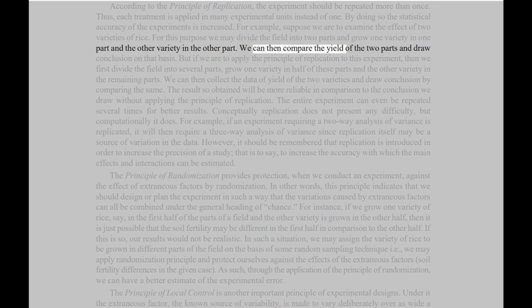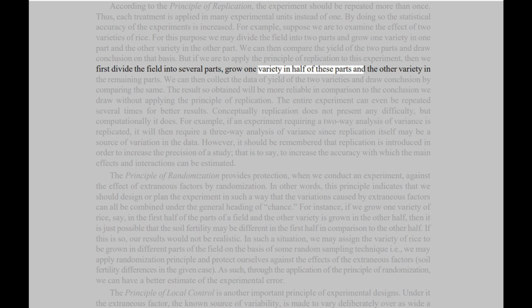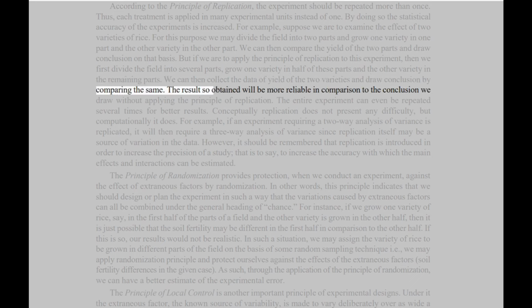We can then compare the yield of the 2 parts and draw conclusion on that basis. But if we are to apply the principle of replication to this experiment, then we first divide the field into several parts, grow one variety in half of these parts and the other variety in the remaining parts. We can then collect the data of yield of the 2 varieties and draw conclusion by comparing the same.